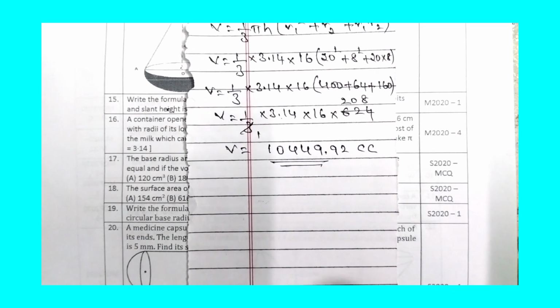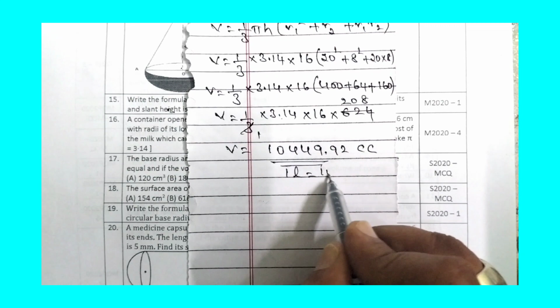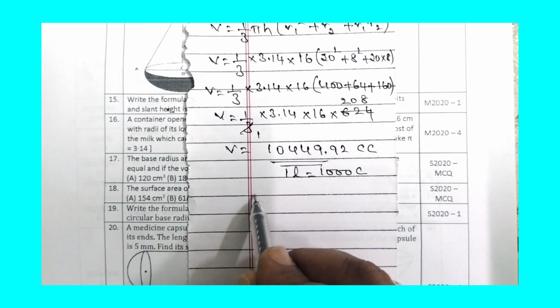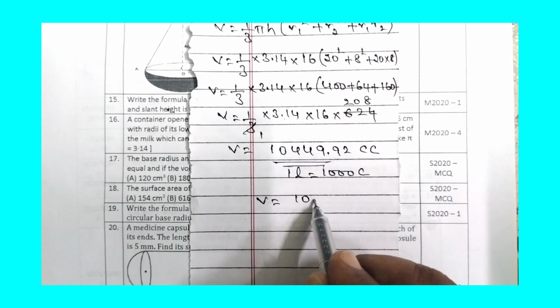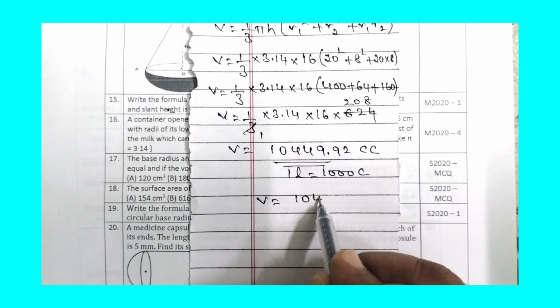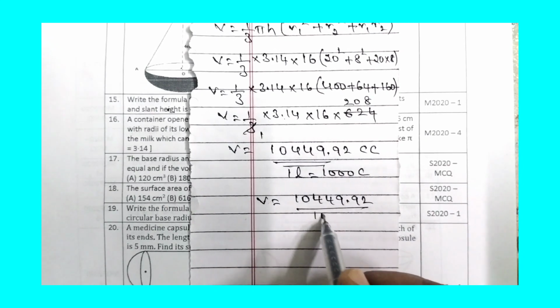So now convert this volume cc into liter. We know that 1 liter is equal to 1000 cc. So to convert cc into liter, divide by 1000. So 10,449.92 is divided by 1000.